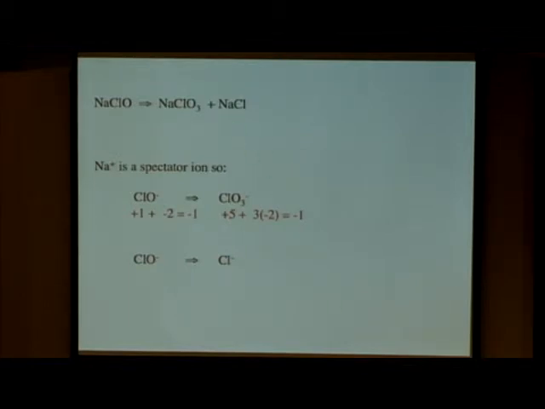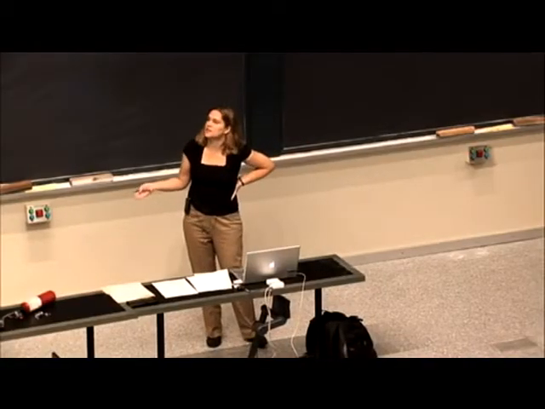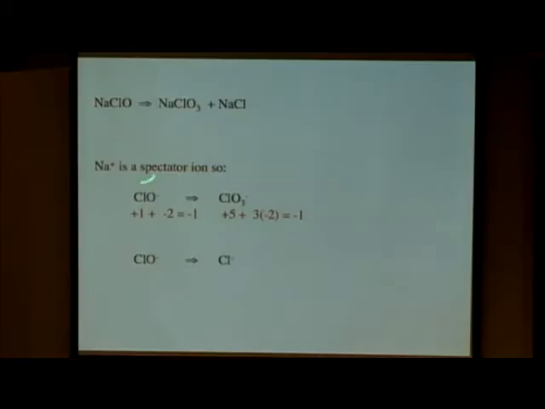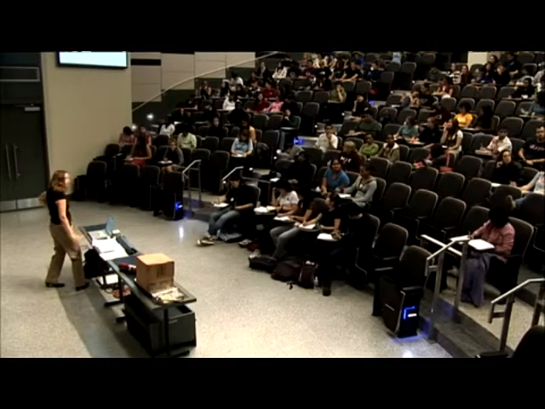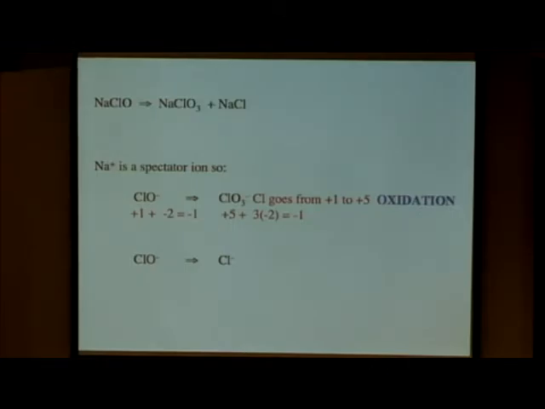So we use our rules. Chloride is usually -1, except when it's with oxygen, and then it can be something different. So here chloride's going from +1 to +5. So what's happening to it? Is it being oxidized or reduced? Oxidized. Yep. So it's going from +1 to +5. So we have an oxidation going on. To tell whether something is an oxidation or not, you need to figure out what the oxidation numbers are and then see what's changing in the course of that reaction.